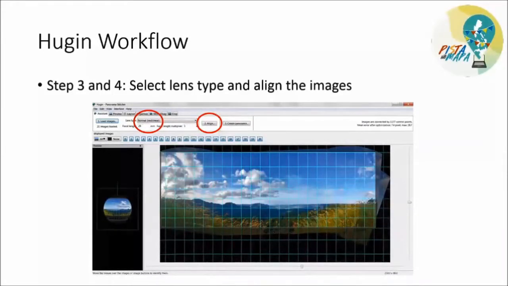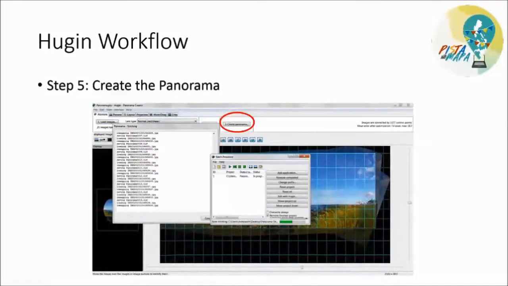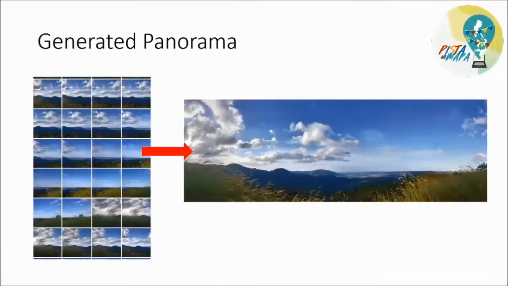After that, just click Align and the software will do the image matching for us. The duration will depend on the number of images that you've loaded. Finally, after the images are matched, just click Panorama and the final stitch image will be created. This is the generated panorama from the sample workflow that I've shown.